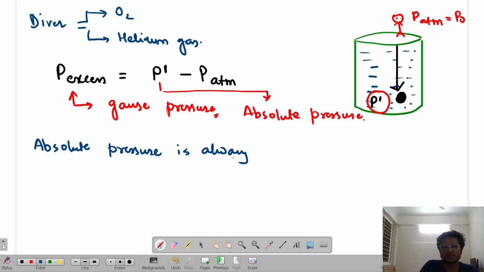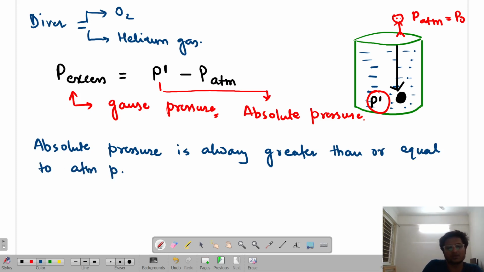is always greater than or equal to atmospheric pressure. But there are certain conditions also where some exceptions are there, where even the absolute pressure can also be zero.